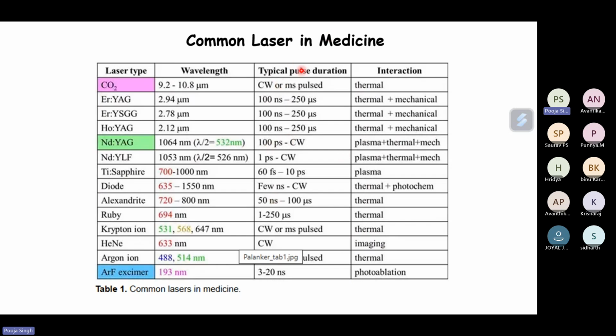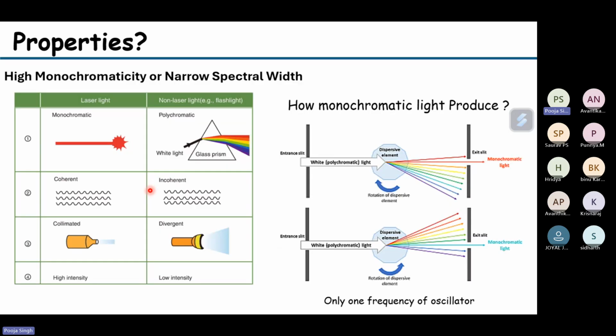So these are the typical pulse durations, and how it interacts and what happens once it is interacting, whether it is producing thermal energy, mechanical energy, or other things. Okay, so these all are basically the common lasers that we use in medical purposes. Okay, so these all are the properties.